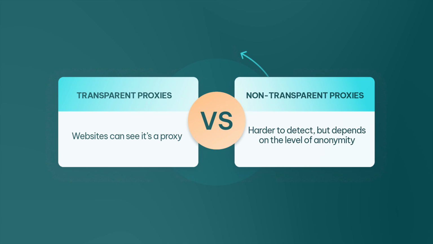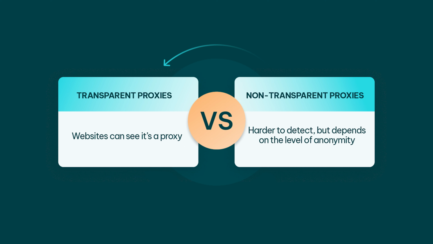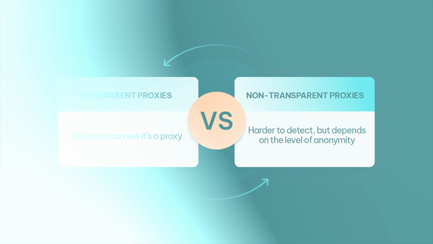Proxy detection. Transparent proxies clearly indicate to websites that traffic is coming through a proxy. Non-transparent proxies approach things differently. Elite proxies can hide proxy use completely, while anonymous proxies still show that a proxy is involved. However, both still protect your real IP.